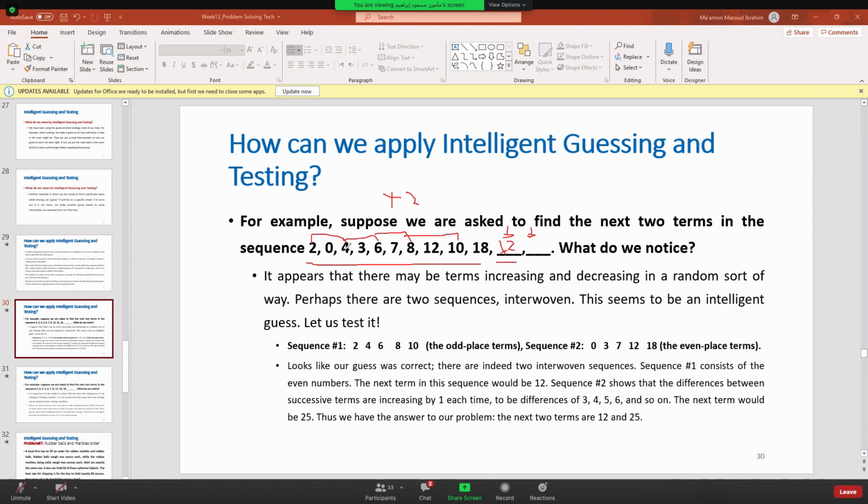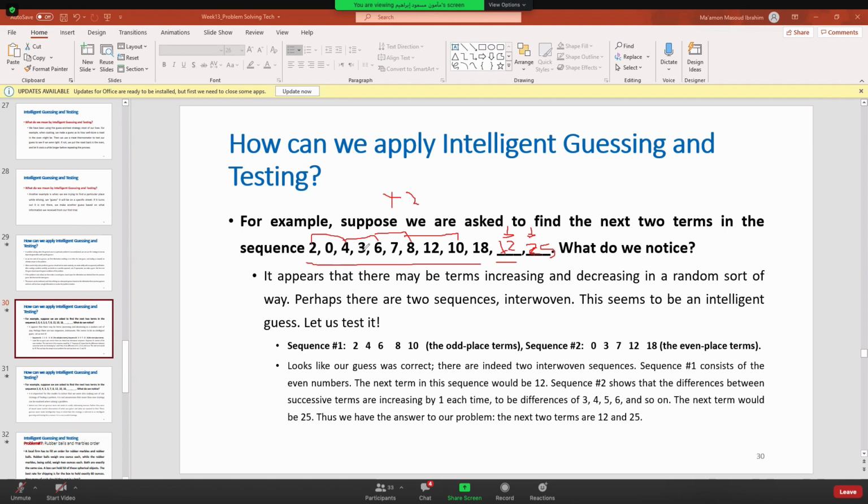What about this one? 0, 3, 7, 12, 18. What do you think about this number? We have another sequence here: 0, 3, 7, 12, 18, and yes, Bilal said 25, that's correct. Ziyad also said 25. That's correct. That's good.